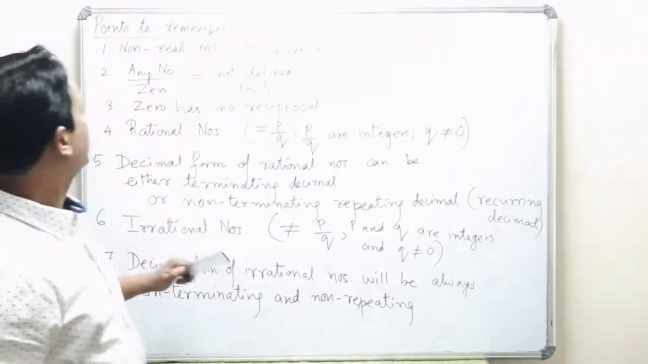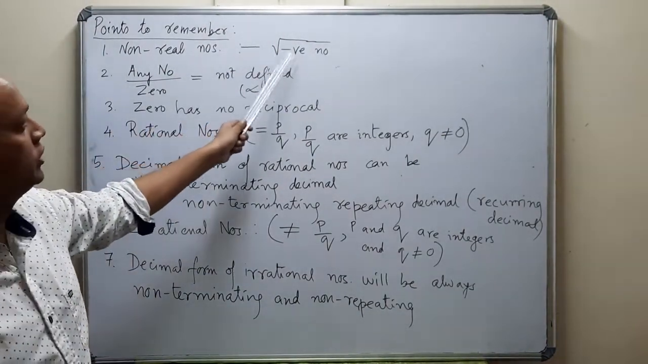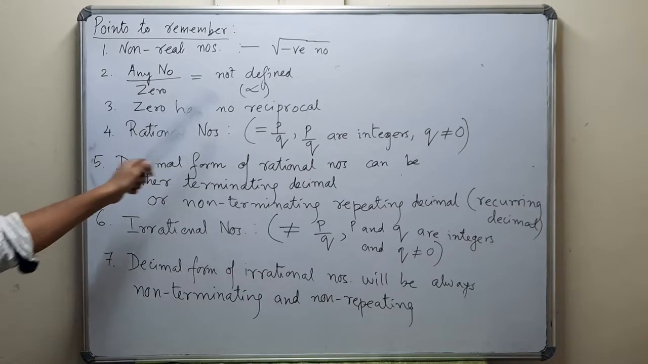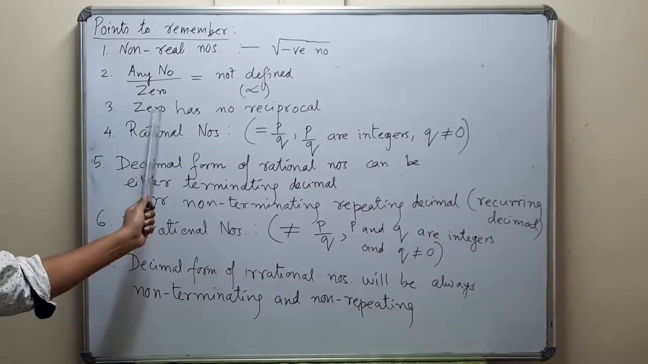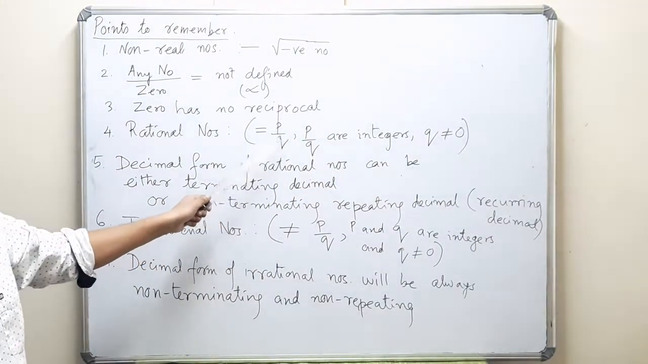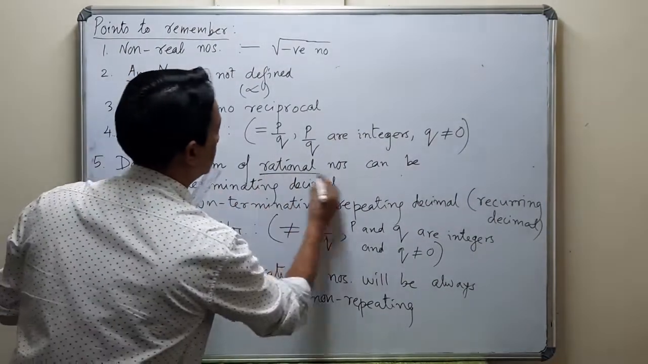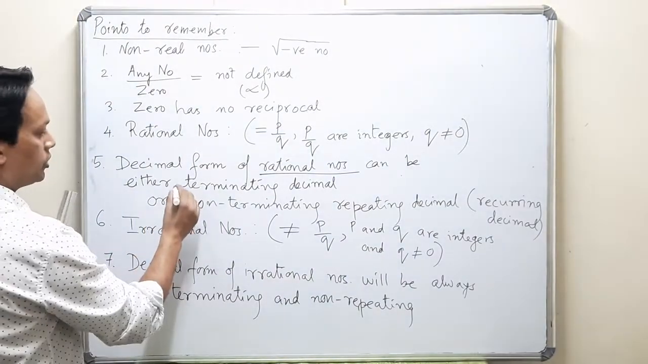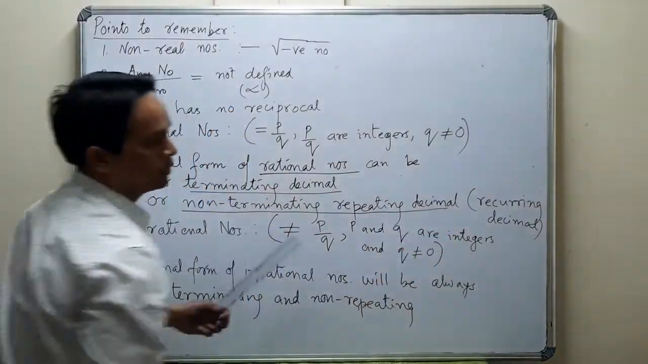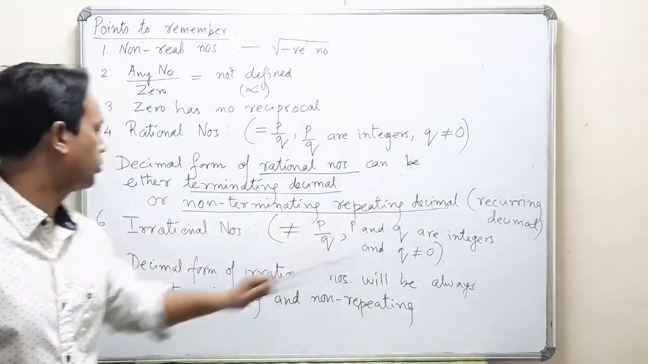For whatever we have discussed, these are the points you need to remember. Non-real numbers: if you see a root of a negative number, it will be non-real. Any number divided by 0 is not defined in maths. 0 has no reciprocal. Rational numbers are those which can be written in the form p by q, where p and q are integers and q should not be 0, because the denominator can never be 0 in maths. The decimal form of rational numbers can be of two types: either terminating decimal, which stops, or non-terminating repeating decimal, which we also call recurring decimals.